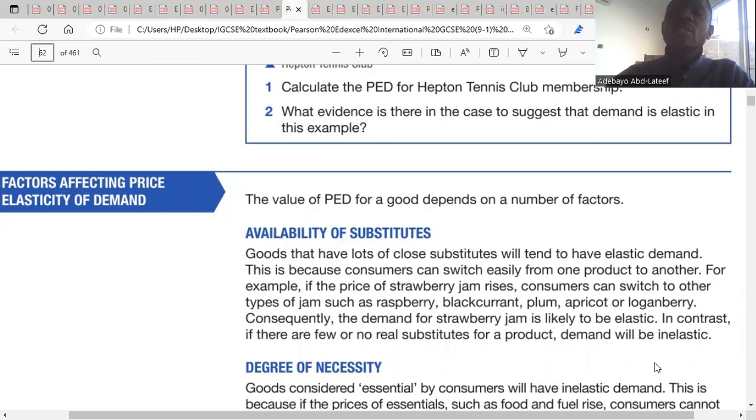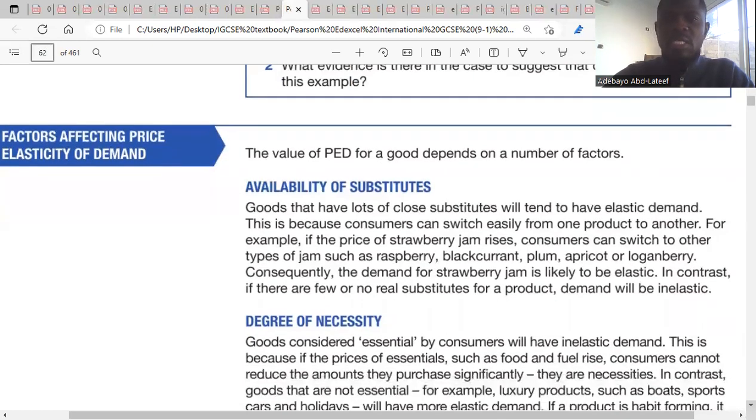So when you talk about factors affecting PED, we're talking about reasons why we can have PED to be inelastic and PED to be elastic. The first one is availability of substitutes. When we talk about availability of substitutes, we're talking about goods that have lots of substitutes. If goods have different substitutes, that means the price elasticity of demand for such goods will be price elastic.